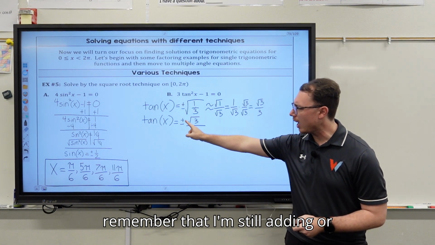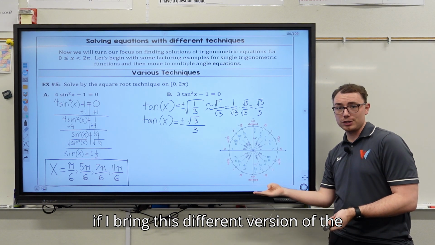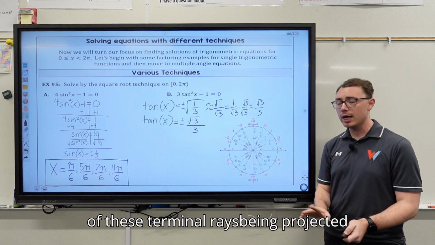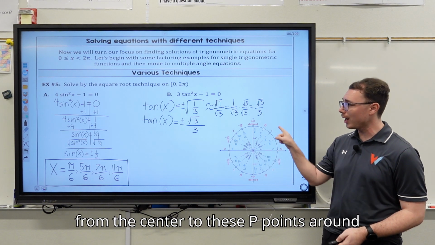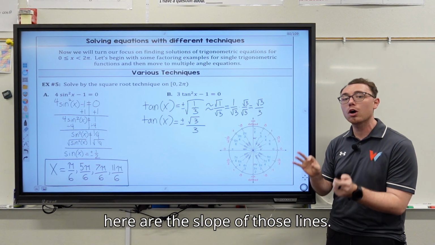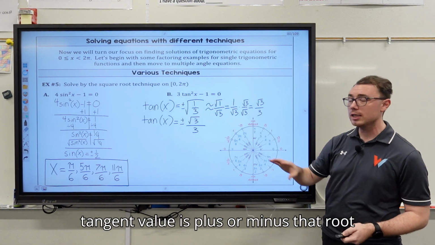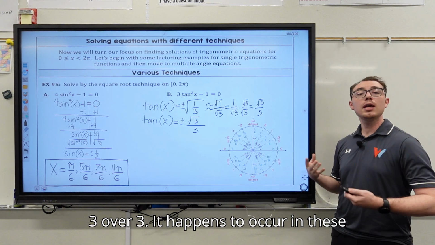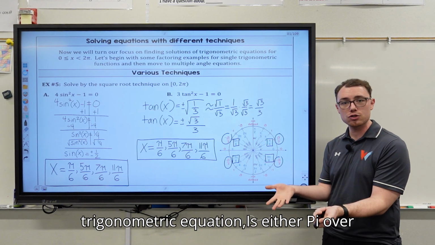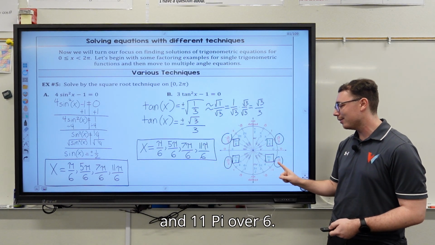I need to remember that I'm still adding or subtracting it while I'm trying to find the positive or negative value of it. And if I bring this different version of the unit circle, it tells me all the slopes of these terminal rays being projected from the center to these P points around each of our main radians. These values here are the slope of those lines. I still want to try and find when my tangent value is plus or minus that root 3 over 3. It happens to occur in these 4 different locations where my theta, the thing I'm plugging into my trigonometric equation, is either pi over 6, 5 pi over 6, 7 pi over 6, and 11 pi over 6.